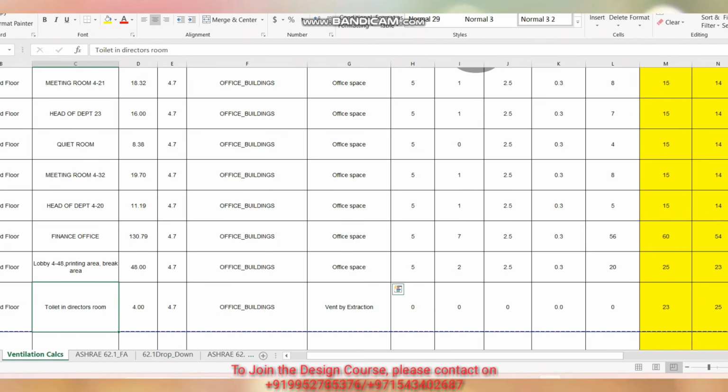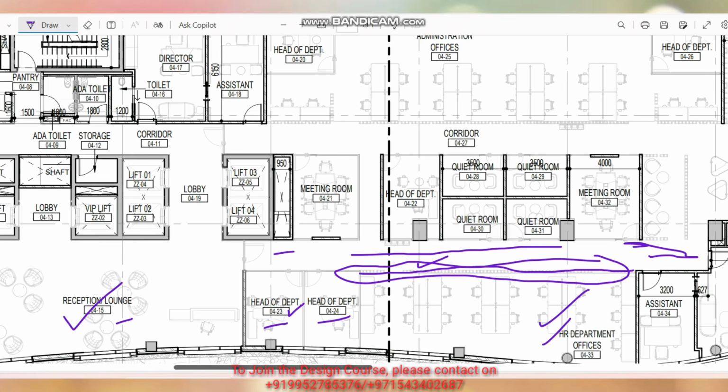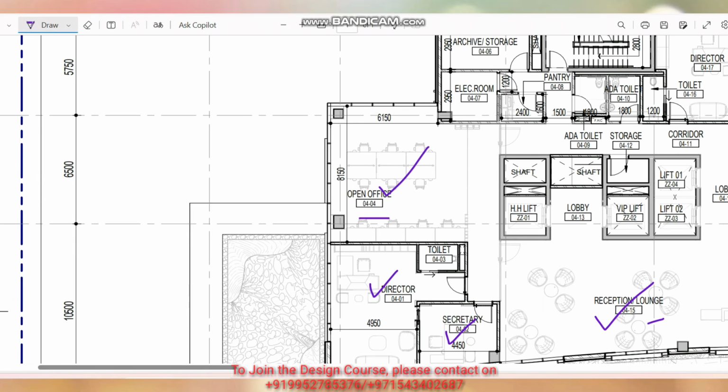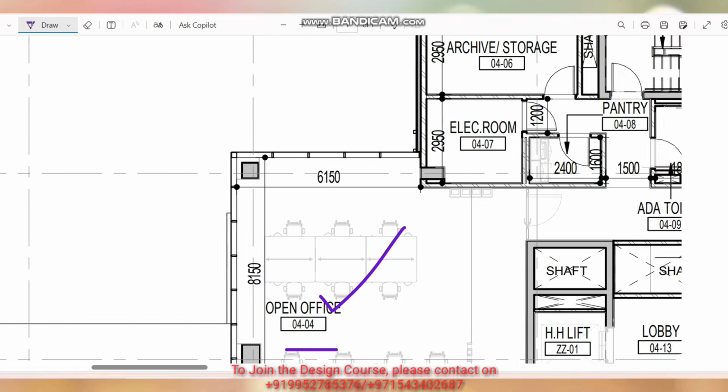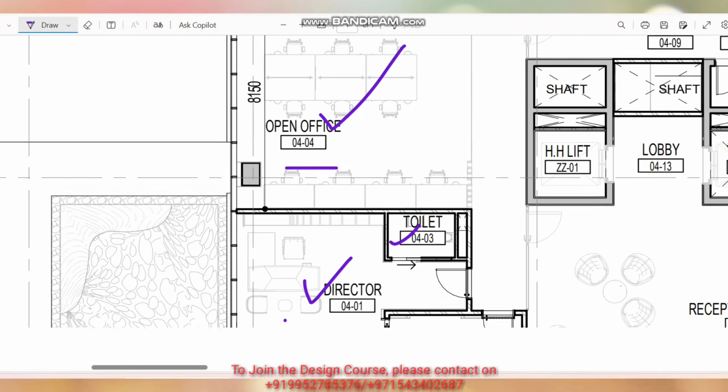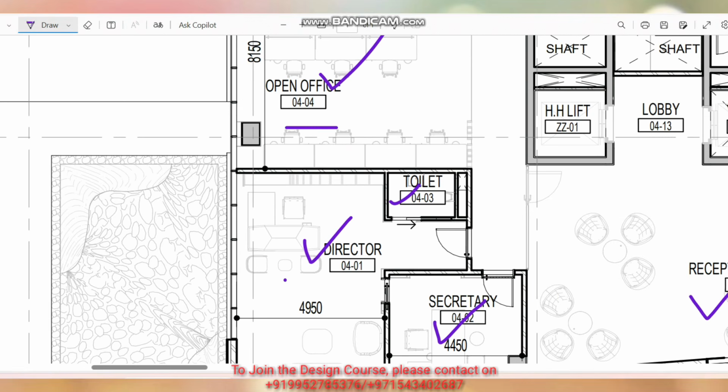And coming to the toilet, there will be one big change, which is new for this one. First, the toilet in the director room. So let me go to this side. You can see the director room here. There is one toilet. If you zoom in, you can see there is one water closet located inside. Only one water closet.